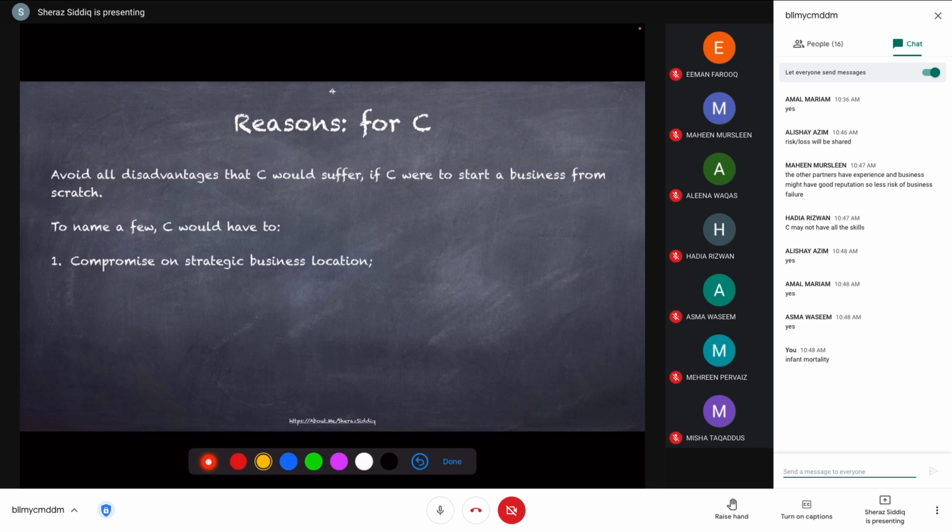So पहला compromise जो एक newborn को, एक startup को करना पड़ता है वो ये कि आपके पास कोई अच्छी strategic business location available नहीं होती, और अगर होती भी है तो options आपके पास बहुत कम होती हैं. So that is the first compromise C will have to make if C goes for his own business from scratch.